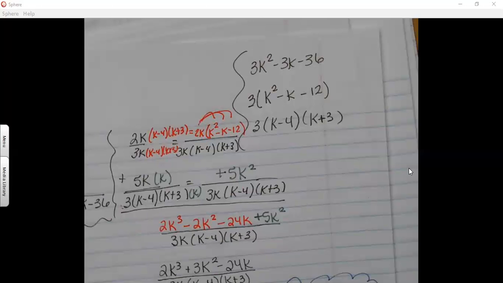Okay, one factor, because I had to figure out what my LCD was, so I factor everywhere I can. And so once I figured out what I need to multiply by, I already know what k minus 4 times k plus 3 is, because k squared minus k minus 12 gave me those factors. If I did it, I would just say k times k is k squared, k times 3 is 3k, negative 4, and then I had to combine my terms. Okay?